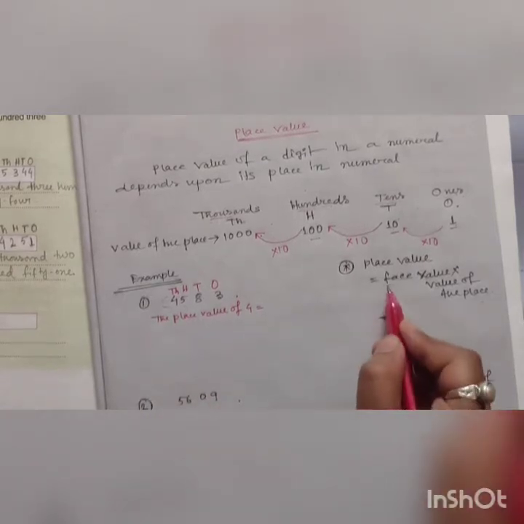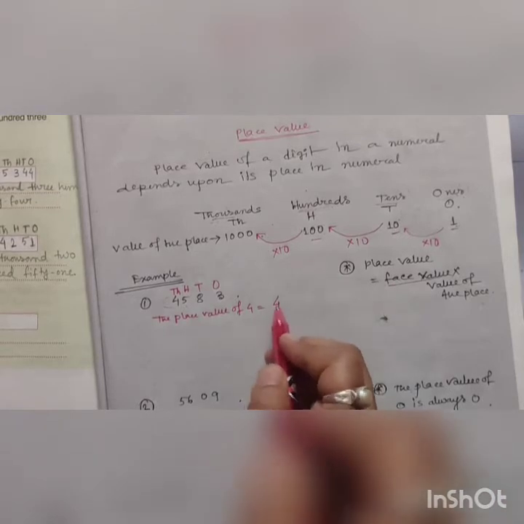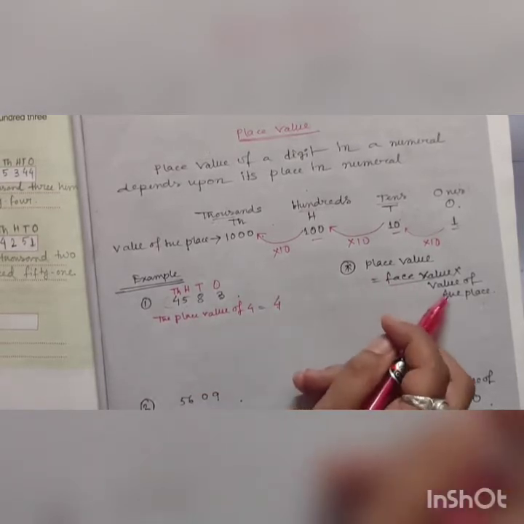So first we will write the face value. So the face value of 4 is 4, and now we need to find out the value of the place.